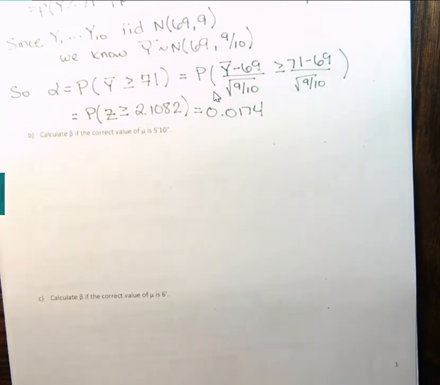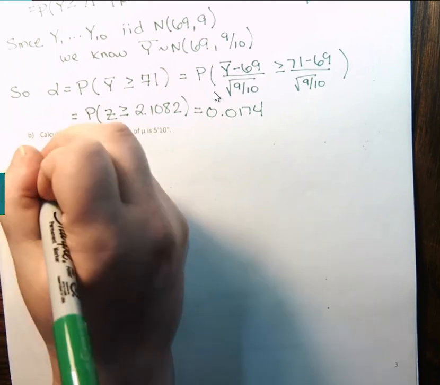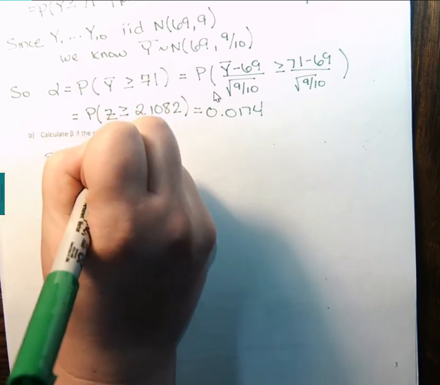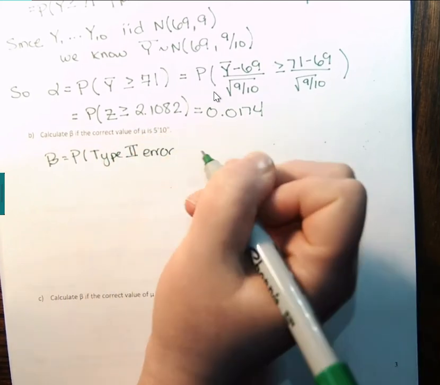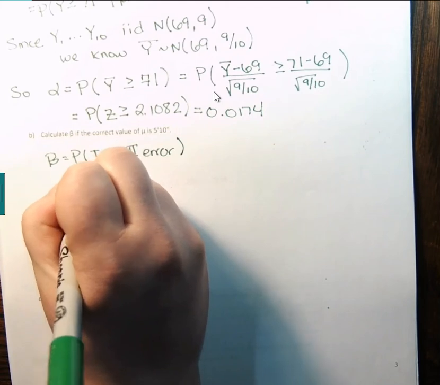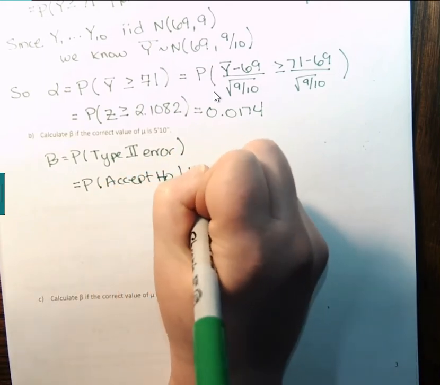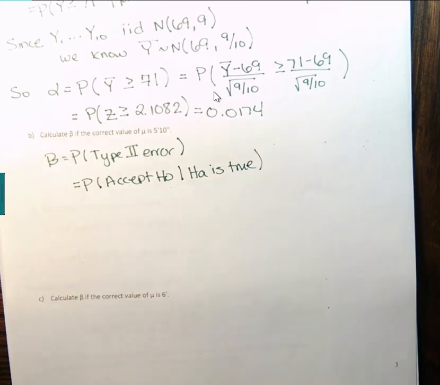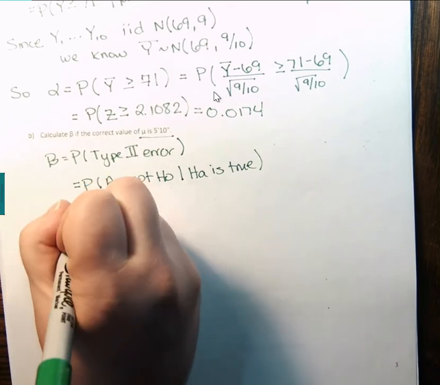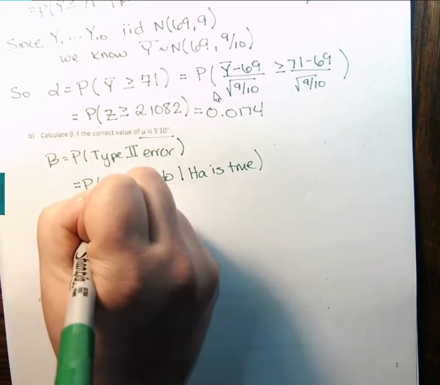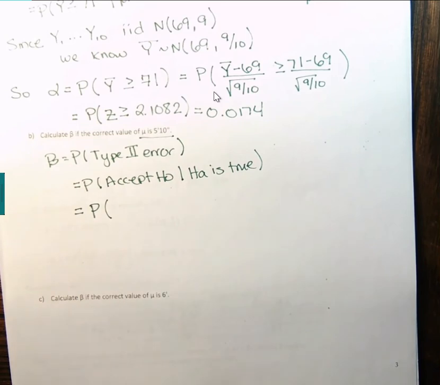Now, let's calculate beta. In order to calculate beta, recall that beta is the probability of a type 2 error. Since beta is equal to the probability of a type 2 error, that is the probability that we accept H0, given that HA is true. Now, if we're going to assume that HA is true, remember that the alternative states that mu is bigger than or equal to some value for this example. So we have to pick a specific place in the alternative in order to be able to calculate beta. And we're going to assume that that place is 5 foot 10 inches. So notice converting everything over to inches, based on our cutoff rule, we're going to accept the null when Y bar is less than 71 inches.